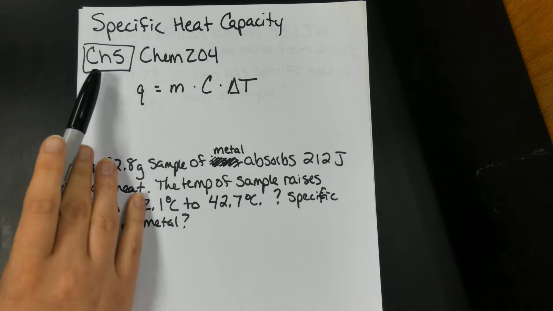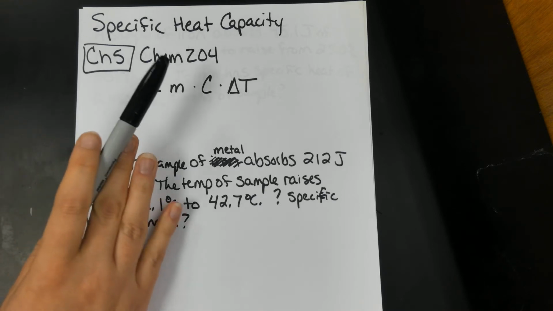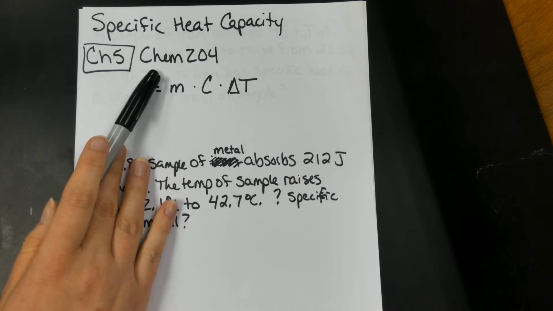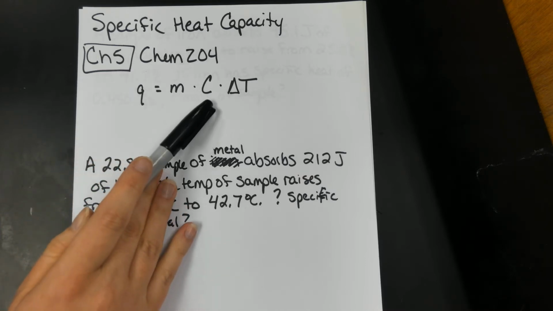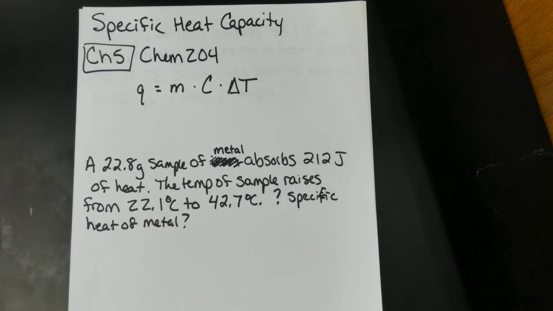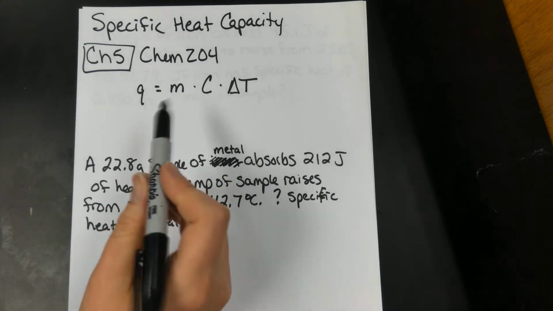So this is for Chapter 5, for anyone interested, or for Chem 204 students at Jacksonville University. We're going to go over specific heat capacity, maybe how to calculate specific heat capacity, or how to calculate any of the other terms that are in there. So let's start by defining what this equation is.